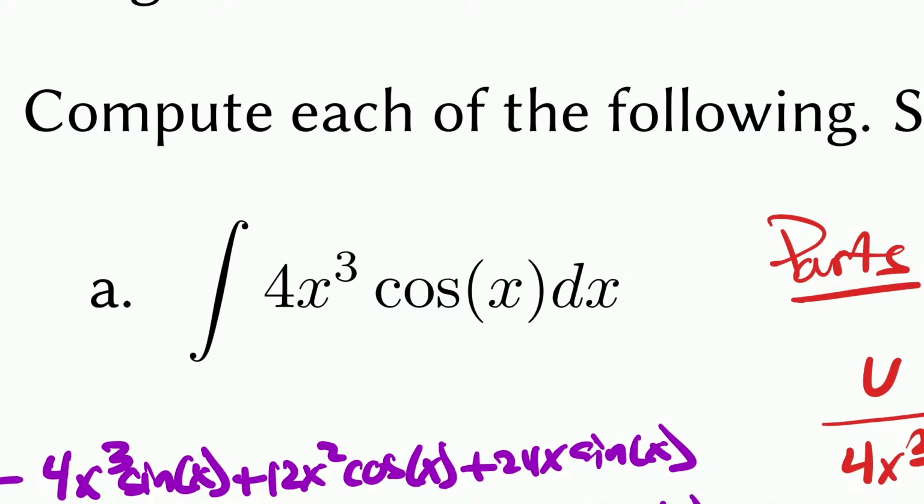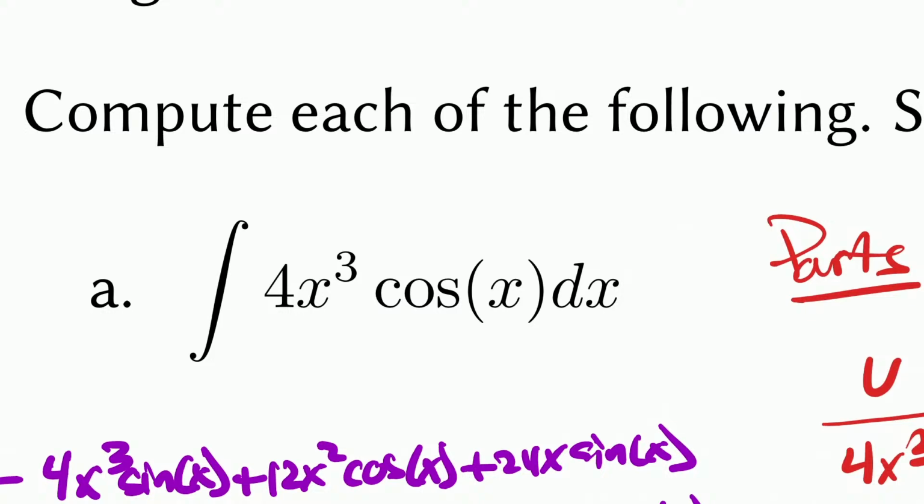I almost wrote down u equals 4x cubed, but then I hesitated because I realized that using u equals 4x cubed, I'm going to have to do this at least 3 times, because you're going to have 12x squared for your first derivative, and then you're going to have to do it again and have 24x and then 24.